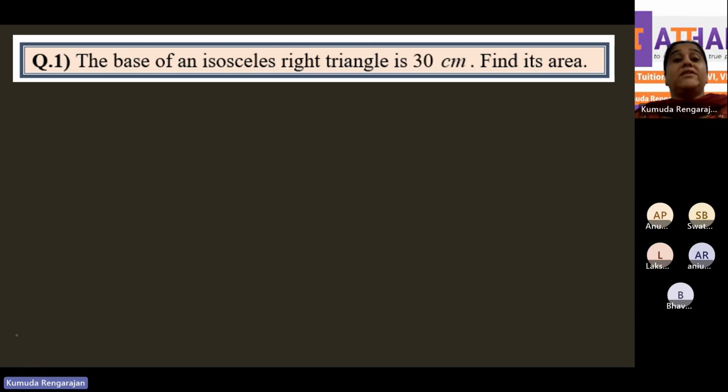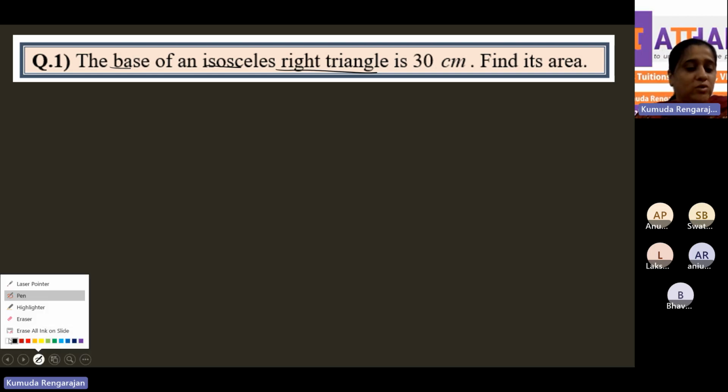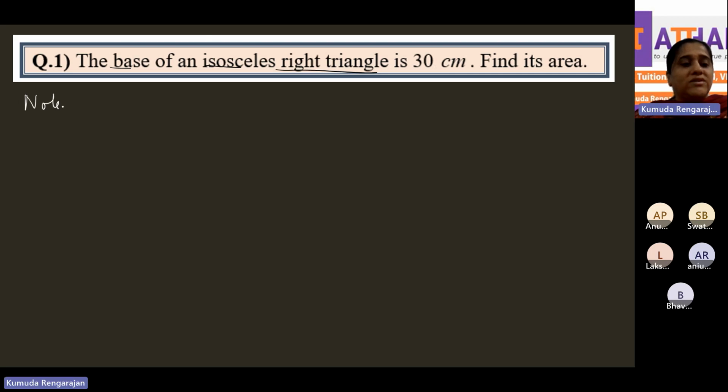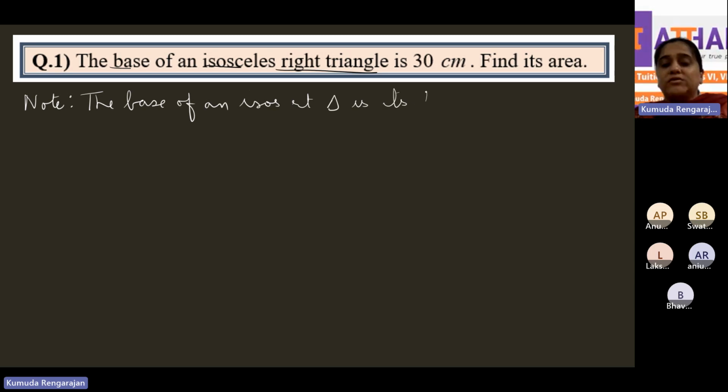So you need to remember that when the term base is used in this triangle, it represents the hypotenuse. When the term base is used in an isosceles right triangle, then it represents the hypotenuse. Base here is the hypotenuse. So you must make a note of that. Important: the base of an isosceles right triangle is its hypotenuse. All right.